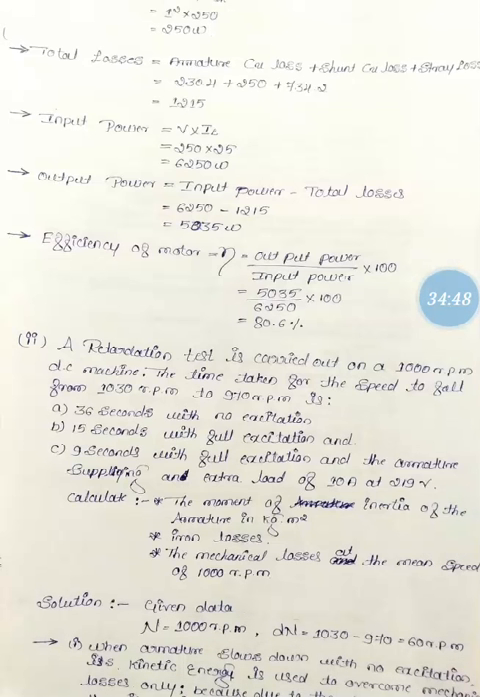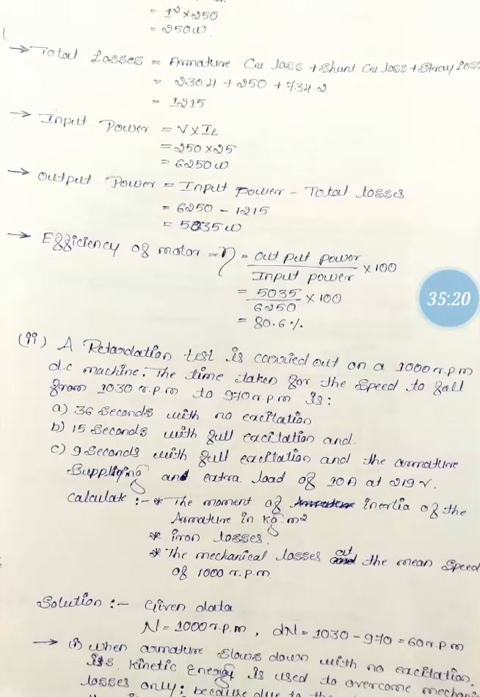First, we need to calculate the moment of inertia of the armature in kg meter square, the iron losses, and the mechanical losses at the mean speed of 1000 rpm. Now, first write down the given data. The speed of the machine is given, that is 1000 rpm. Then the change in speed is also given, 1030 to 970, so this becomes 60 rpm.